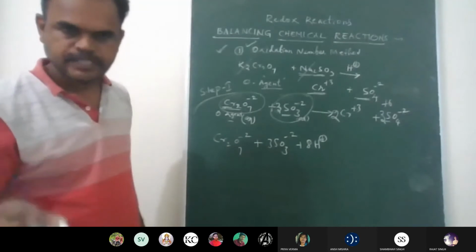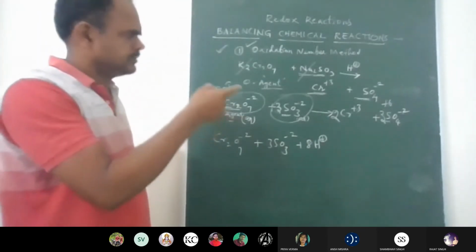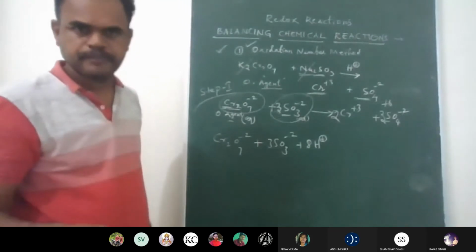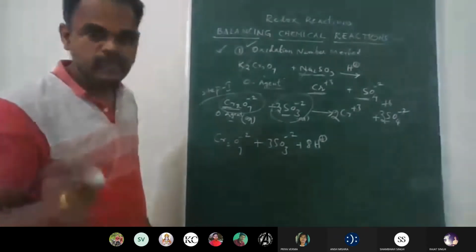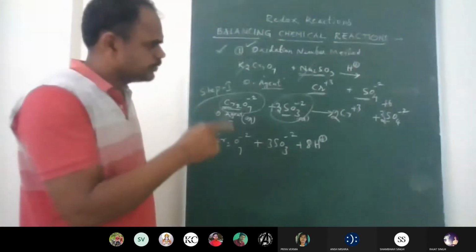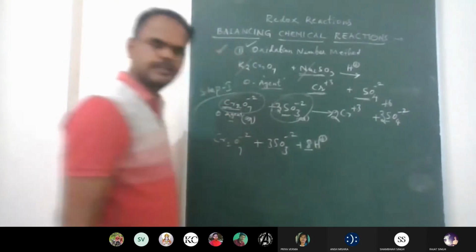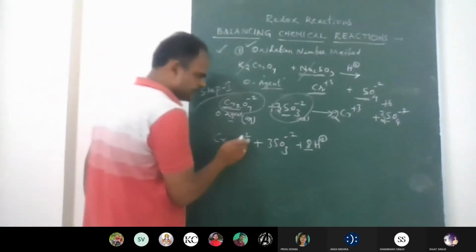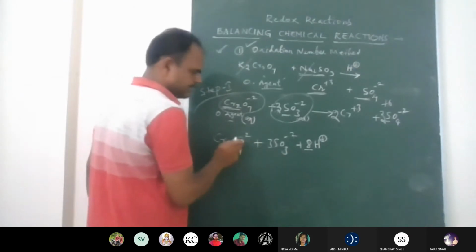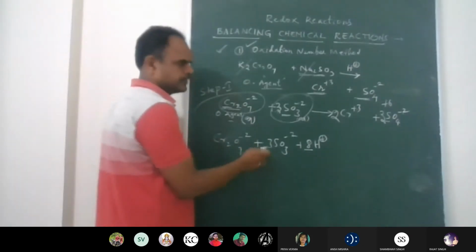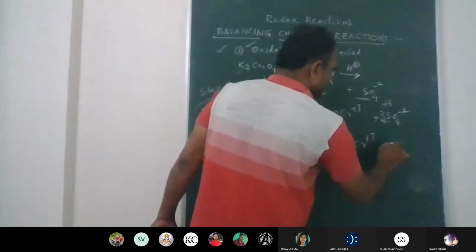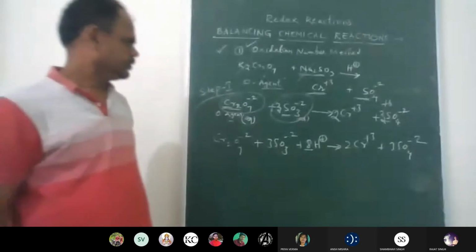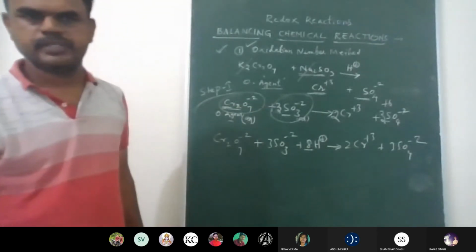Why am I bringing 8 H plus ions? Since this reaction is taking place in acidic medium, I am bringing H plus ions. How many? 8. Why only 8 H plus ions? Because the negative charge is how much here? 3 into -2 plus -2 means negative charge is 8. The positive charge equals 2Cr plus 3 and 3SO4 2-. So you got the step 4 equation.